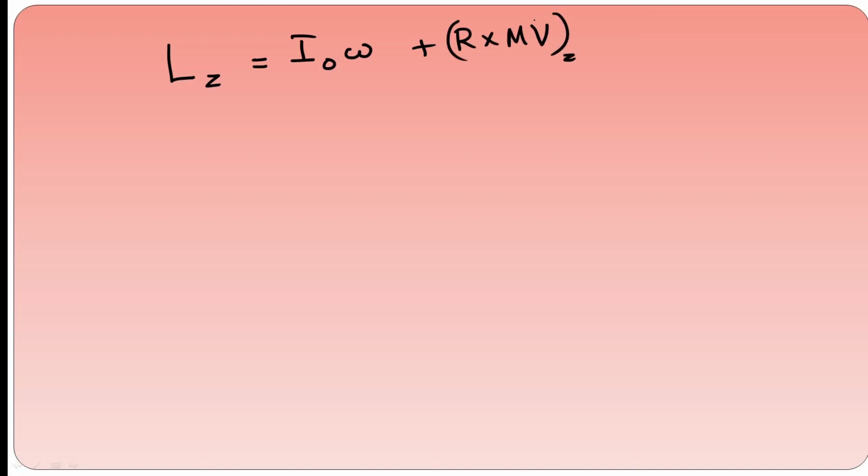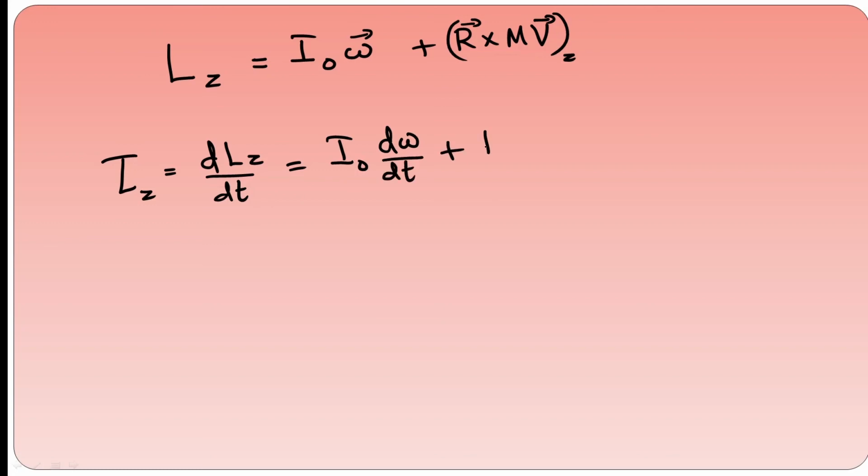R cross mv in z direction. L_z = I0 omega plus r cross mv. We know that tau z equal to dLz by dt. You take the derivative: I0 d omega by dt plus d by dt of r cross mv.